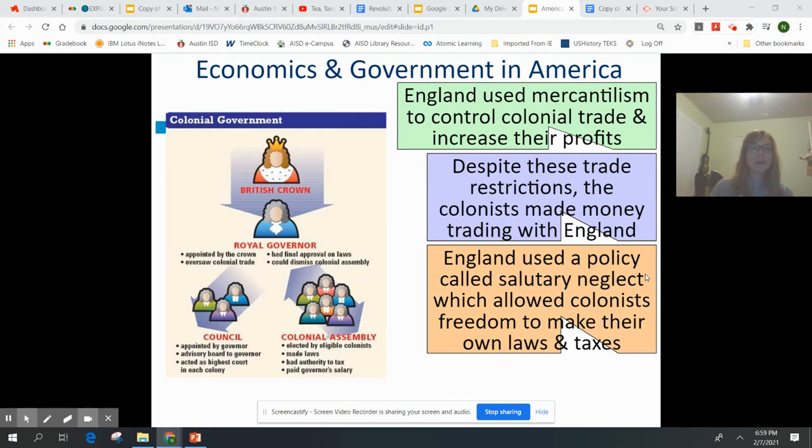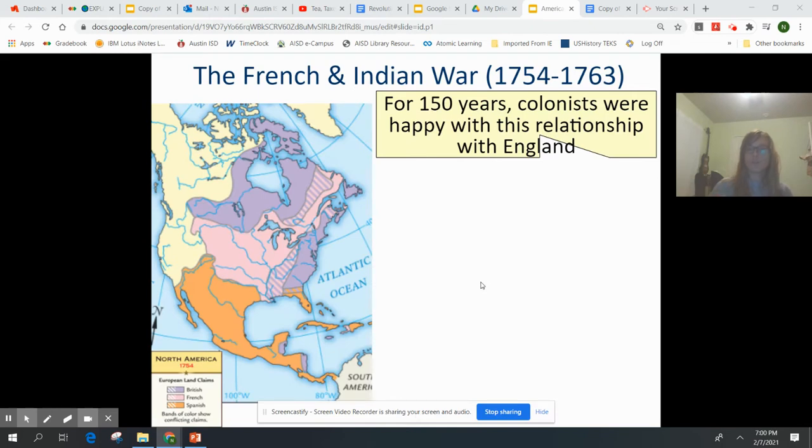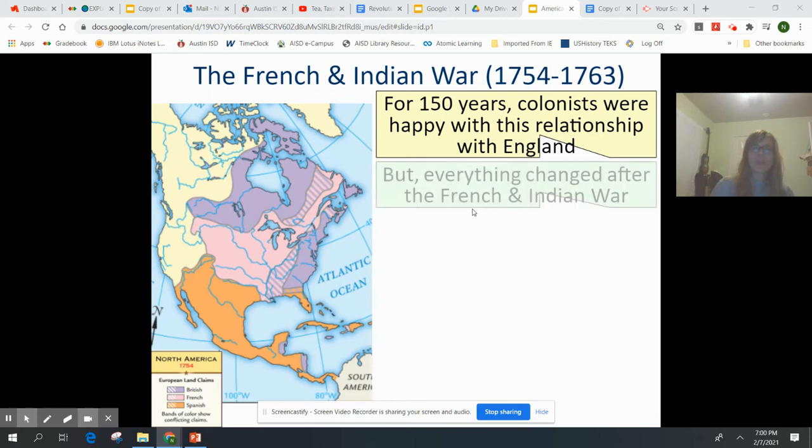And so during this time period where England is really just worried about making money, they kind of let the colonists do whatever they want. They let them make their own laws. They let them tax themselves. They create their own assemblies and representative governments, because really all England is worried about is maintaining its wealth, and it's not worried about too much else until it starts to have to compete with the French.